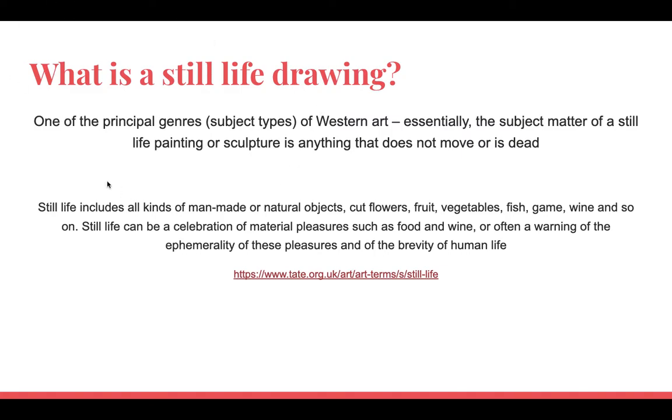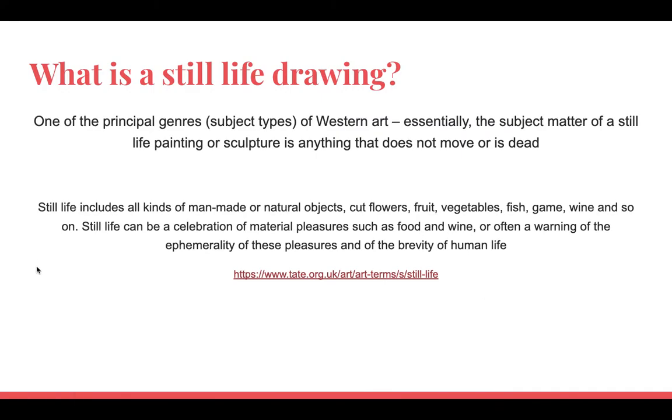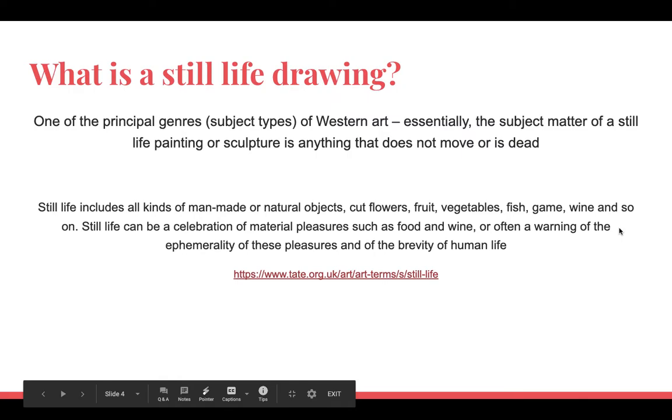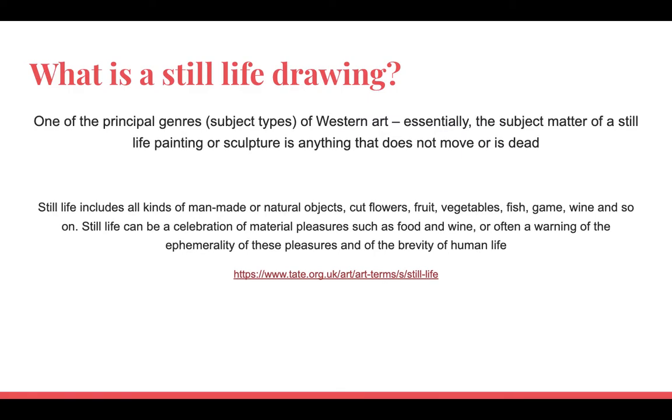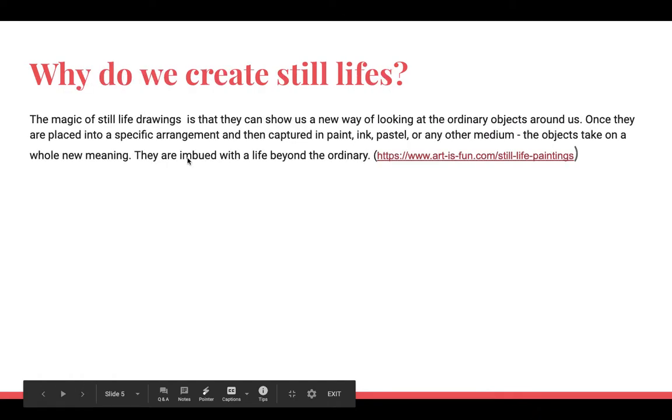So this is kind of a complicated definition, which is from the Tate Museum, but basically it's saying that still lifes are just all sorts of objects that don't move, and if it's an animal, it shouldn't be living, and it's talking about the meaning of still life. So still life can be a celebration of things, but it also can represent how short life is and how sad or how vague life is.